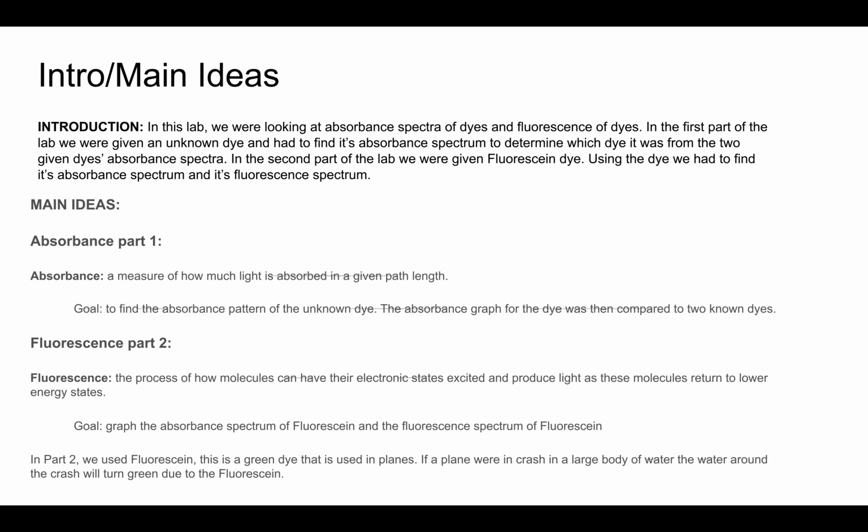For the second part, we dealt with fluorescence, and fluorescence is the process of how molecules can have their electronic states excited and produce light as these molecules return to lower energy states. Our goal was to graph the absorbance spectrum of the fluorescein and the fluorescence spectrum of fluorescein.